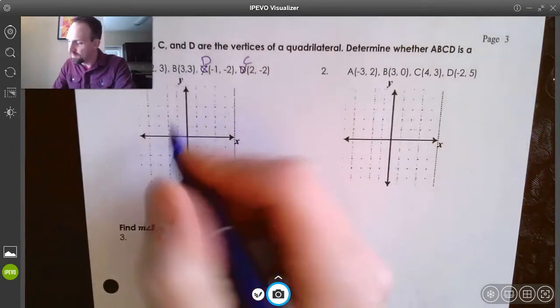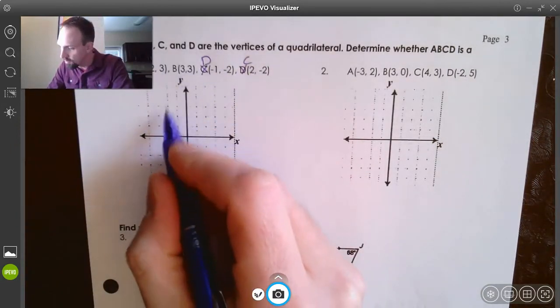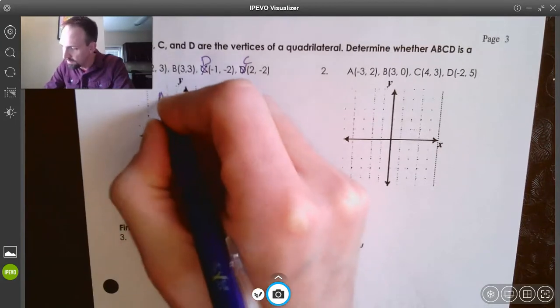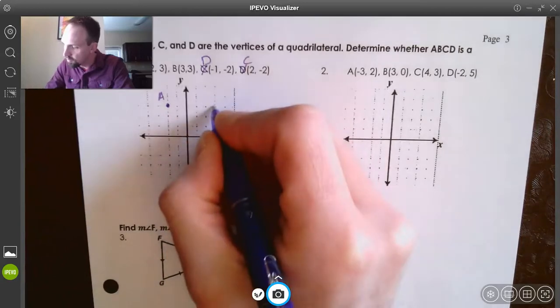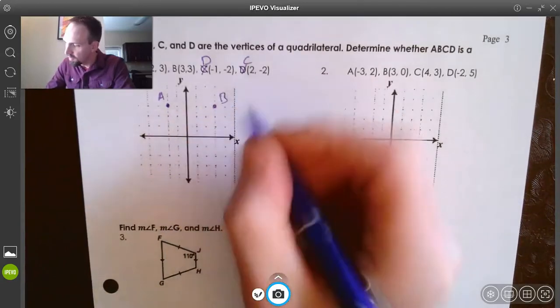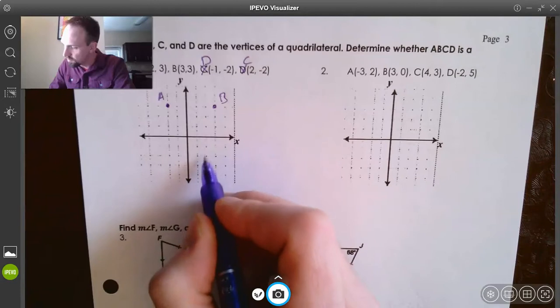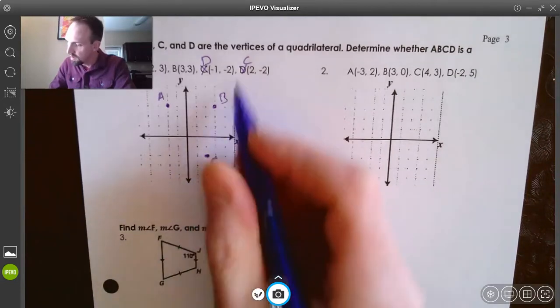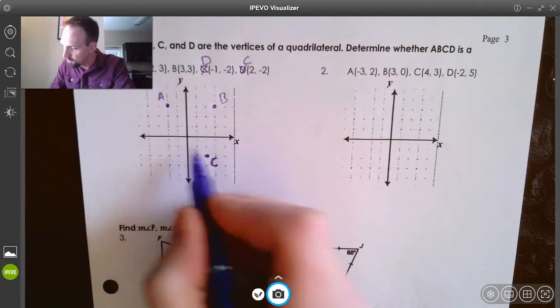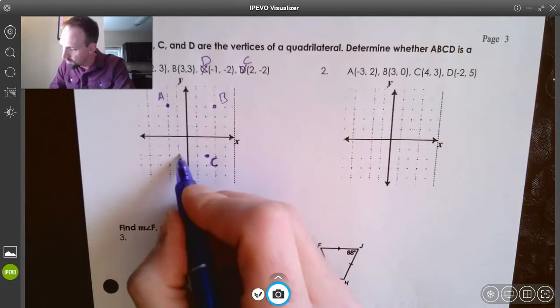So A is at -2, 3. So 1, 2, 3. So right here is A. B is at 3, 3. 1, 2, 3, 1, 2, 3. So B is here. And then C is at 2, -2. So that's C, excuse me. And then D is -1, -2. So there's D.